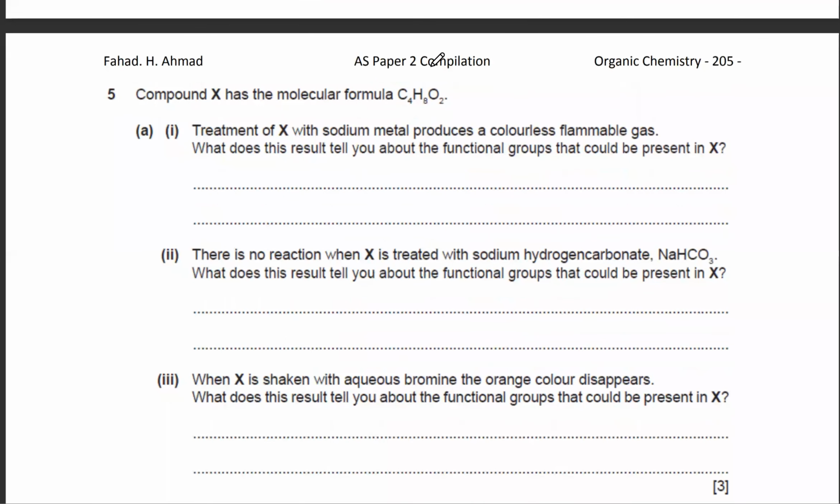Now you got a formula over here. He's saying there's a substance called X. He's saying treatment of X with sodium metal produces a colorless flammable gas. What does this result tell you about the functional group that could be present in X? So sodium metal. Who reacts with sodium metal? You got carboxylic acids. We did a reaction. Carboxylic acids, they react with sodium metal. Metal plus acid produces salt plus H2. So sodium metal reacts with it.